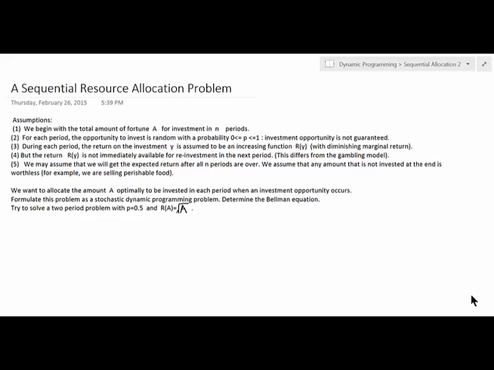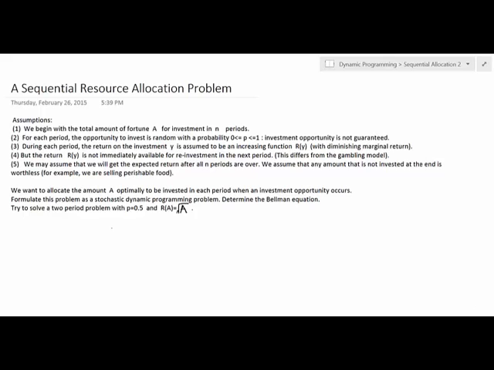We're saying that for each period, you may not have the chance to invest. So whether you can invest or not, it's actually random, it's uncertain. We describe this by just a two-value random variable, either 0 or 1. If it's 0, there is no investment opportunity. If it's 1, then you have an investment opportunity.